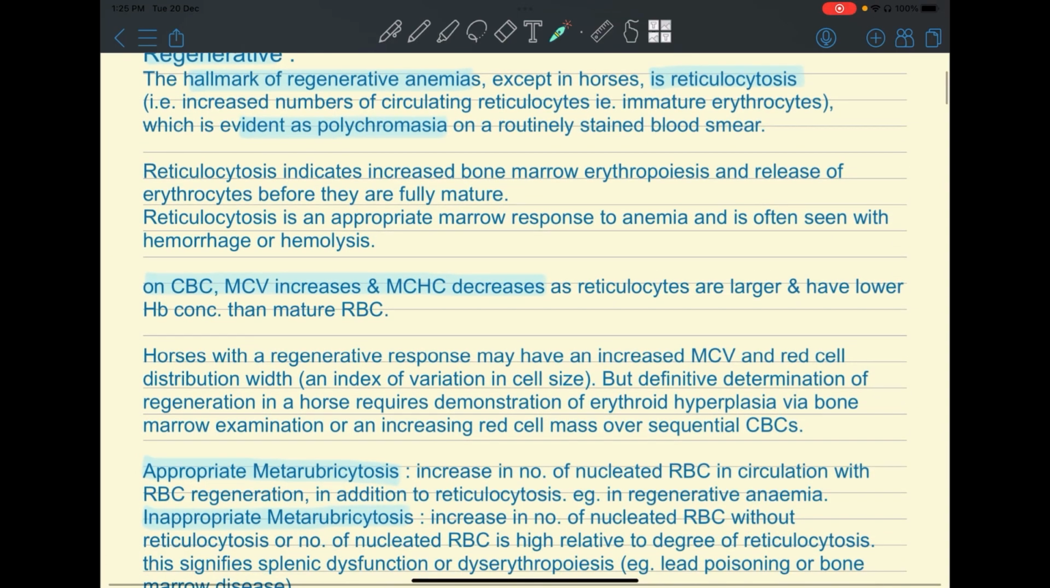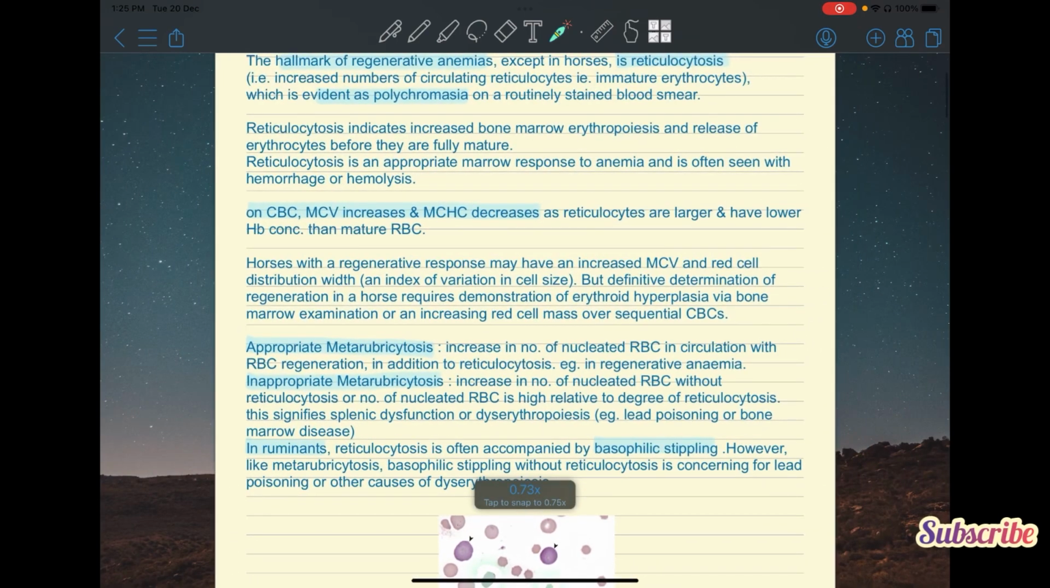Then with reticulocytosis, we also see one thing that is called metarubricytosis. Metarubricytosis is an increase in the number of nucleated RBC, and it can be appropriate or inappropriate. Appropriate metarubricytosis is an increase in nucleated RBC along with reticulocytosis, and this is seen in regenerative anemia. While inappropriate metarubricytosis is an increase in nucleated RBC without any reticulocytosis, and this is seen in splenic dysfunction, lead poisoning, or marrow disease, etc.